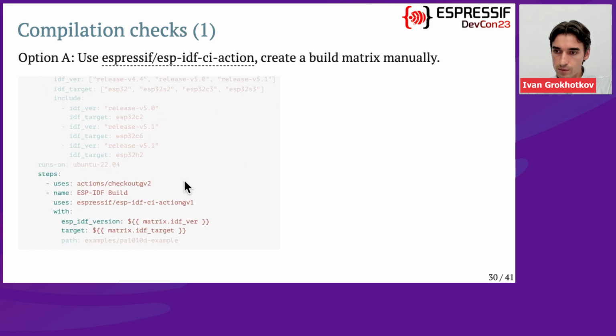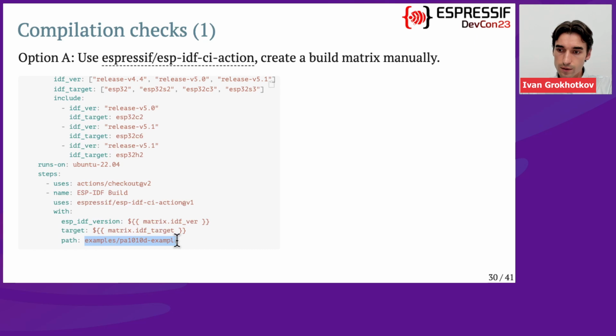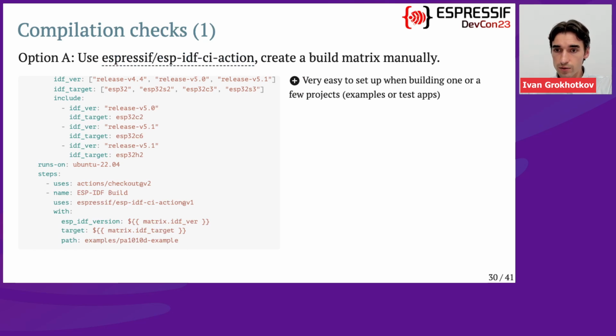We are using the checkout action again to get the source code, and then the ESP-IDF CI action, specifying the version and the chip target to build for. Those come from the build matrix, and if we have multiple examples, we can invoke this action multiple times, specifying the different example path that needs to be built. So this is very easy to set up. There are just a few lines of code that you need to add to your repository.